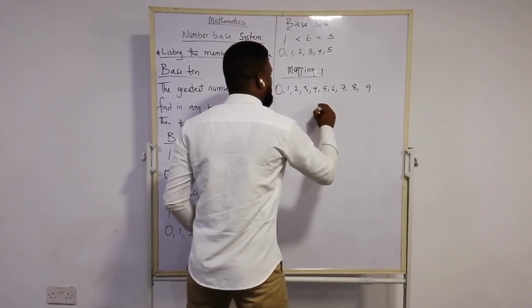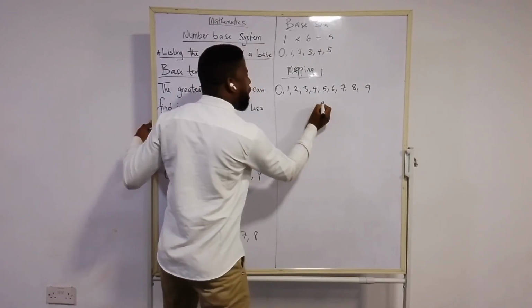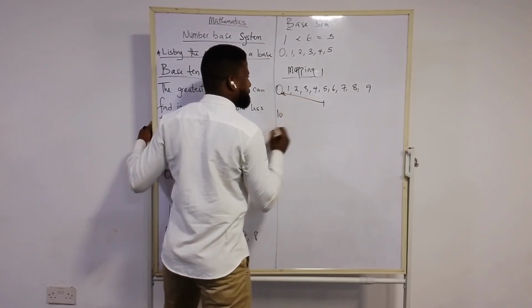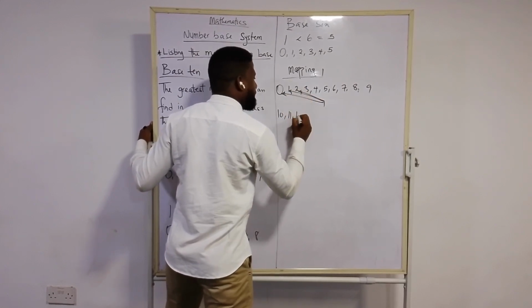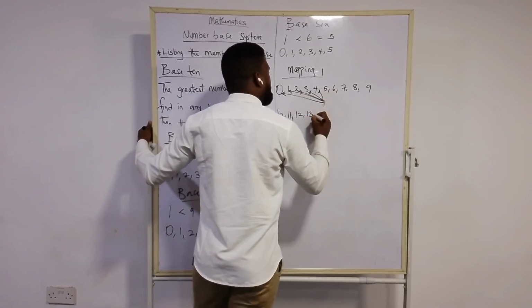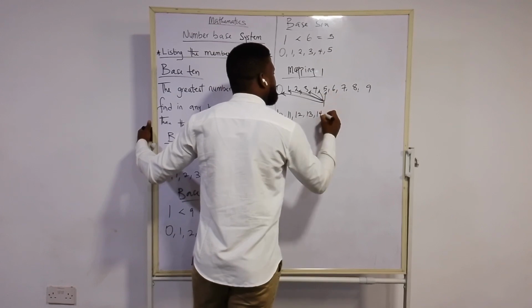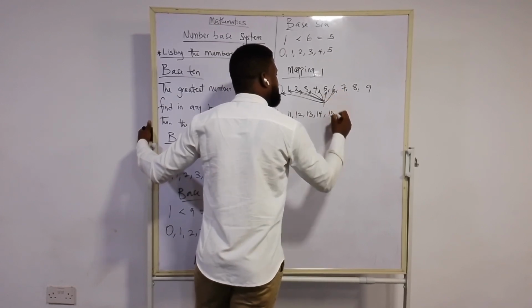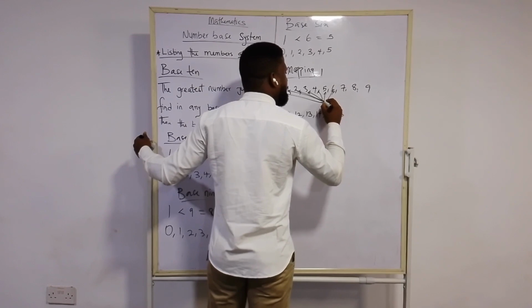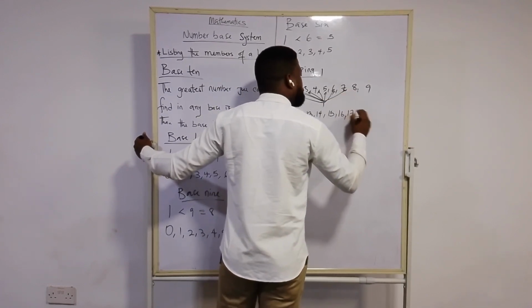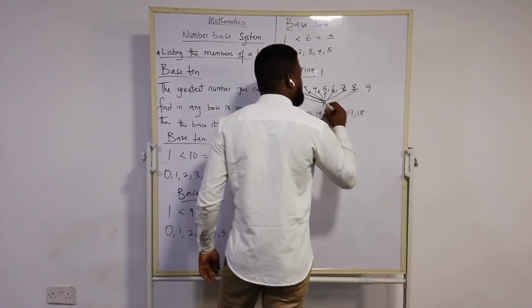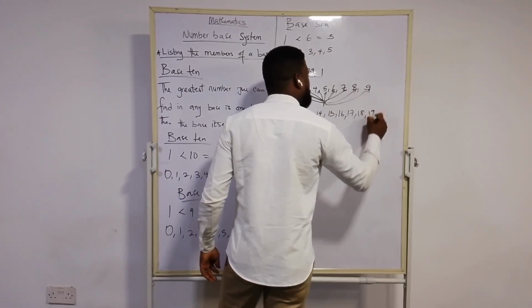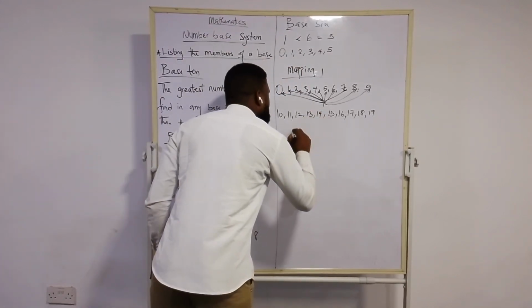Mapping 1, like so, we just put 1 under. So I map 1 to 0, I get 10. Map 1 to 1, I get 11. Map 1 to 2, I get 12. Map 1 to 3, I get 13. Map 1 to 4, I get 14. Map 1 to 5, I get 15. Map 1 to 6, that gives me 1 and 6, which is 16. If I map 1 to 7, that gives me 1 and 7, which is 17. If I map 1 to 8, that gives me 1 and 8, which is 18. And I map 1 to 9, that gives me 1 and 9, which is 19. Having done that, we map 2.